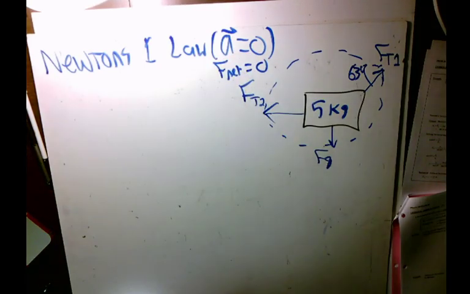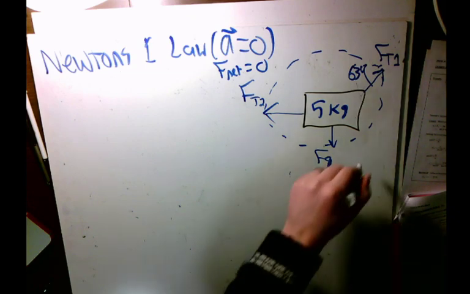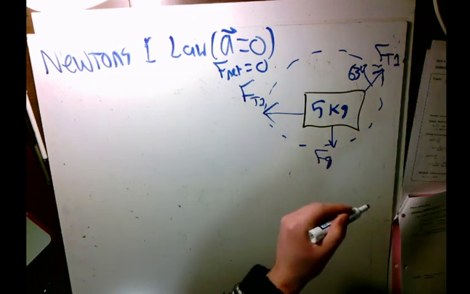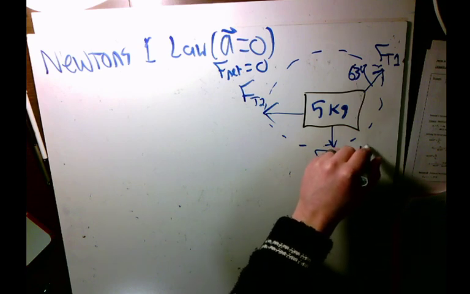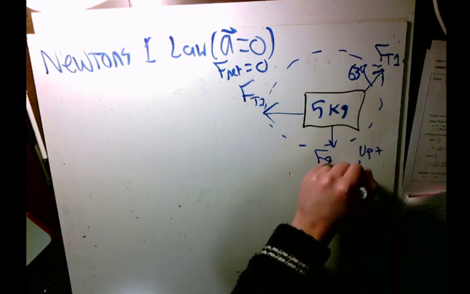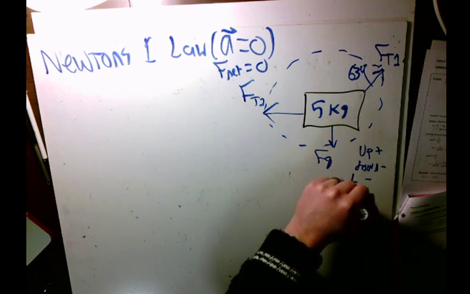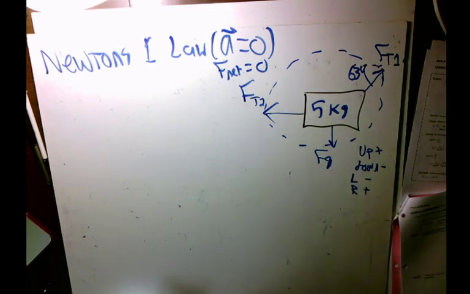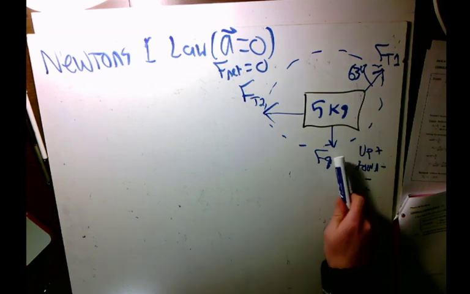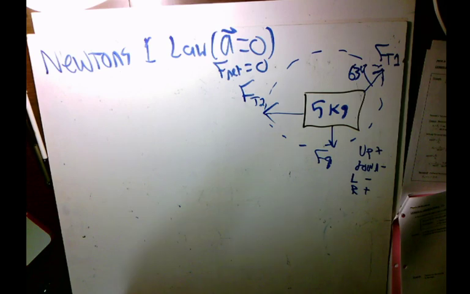Right? And we'll stick with our regular coordinate system. We'll call it up, down, not northeast, southwest. So up is positive, down is negative, left is negative, right is positive. Okay, so we know force of gravity is acting down and it's not accelerating down, so there needs to be another force acting up, right?